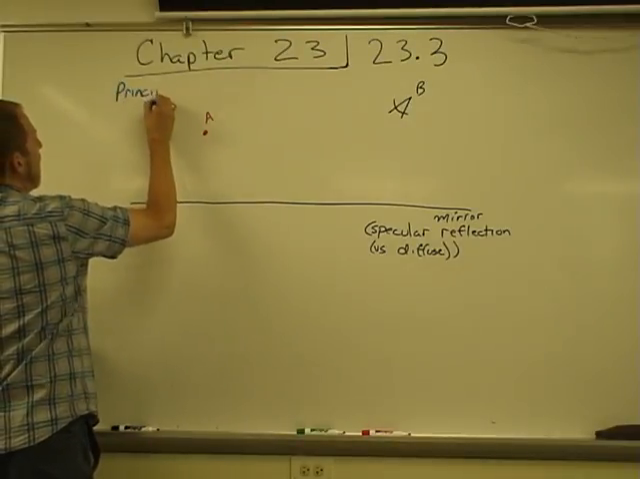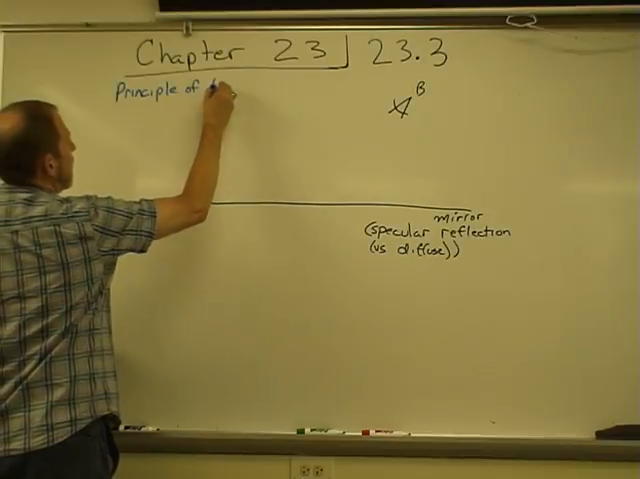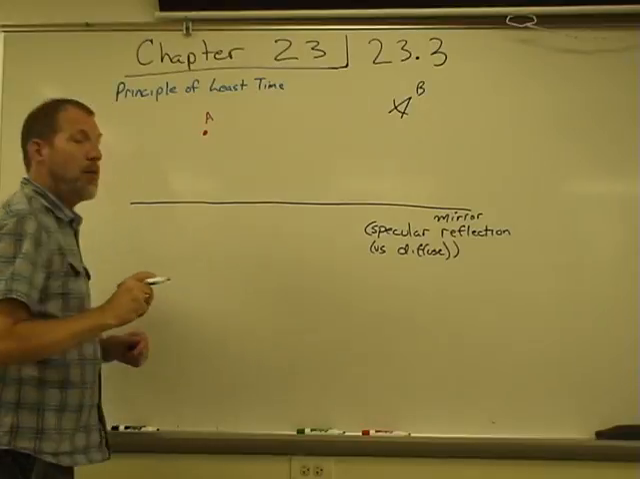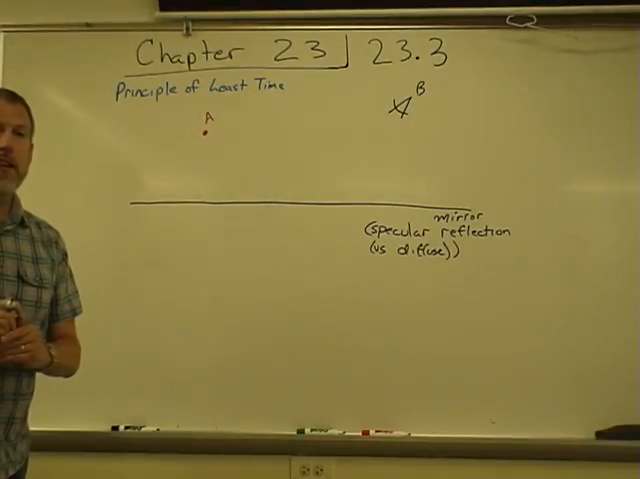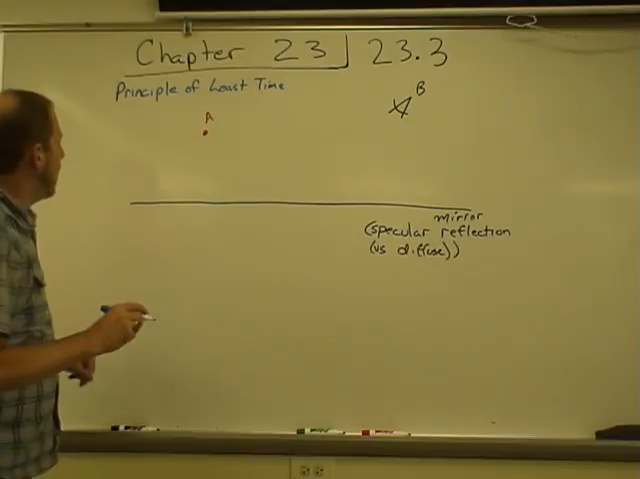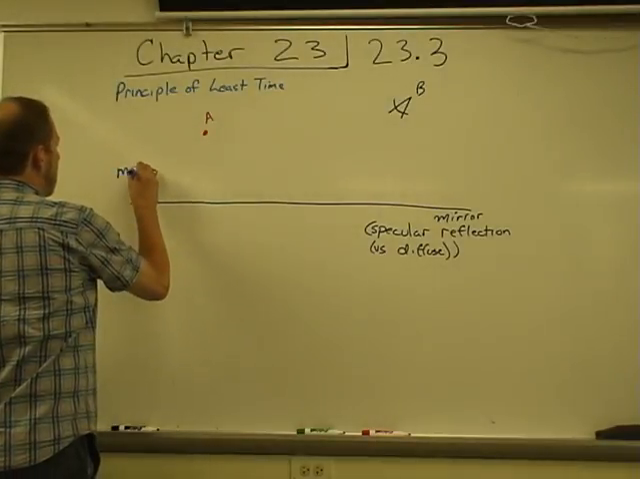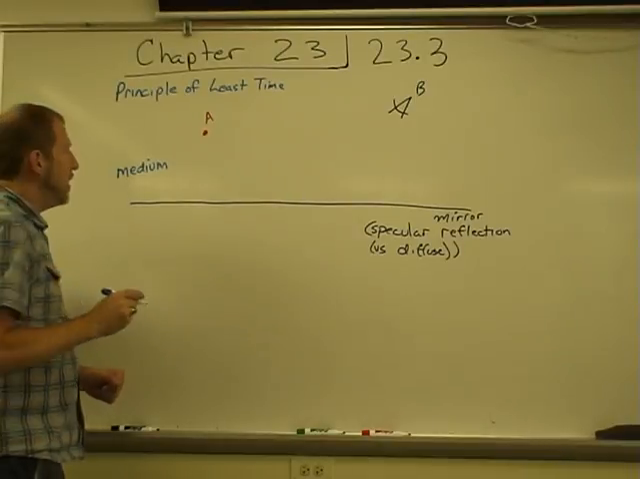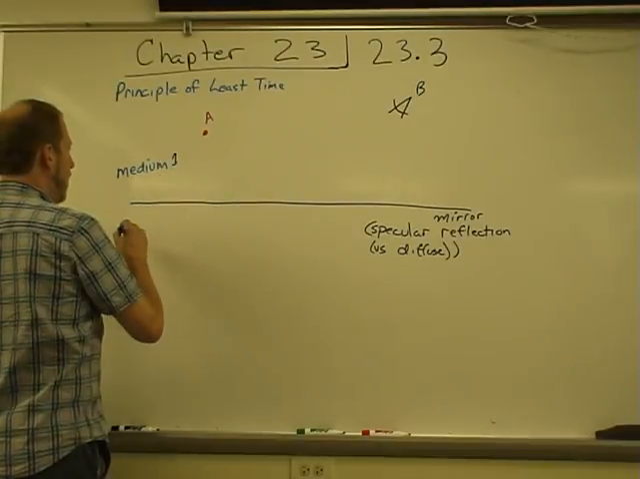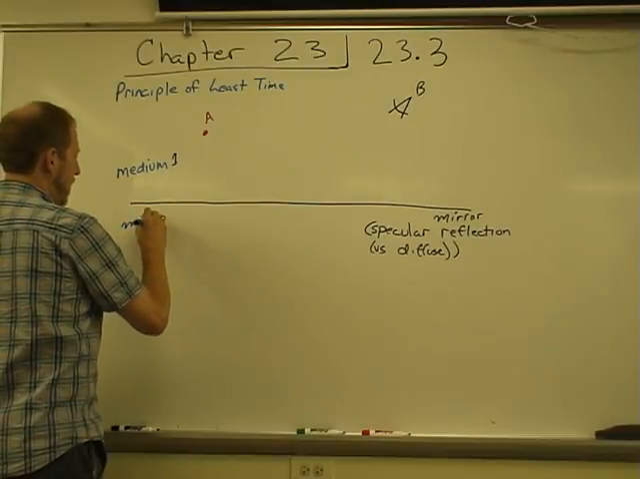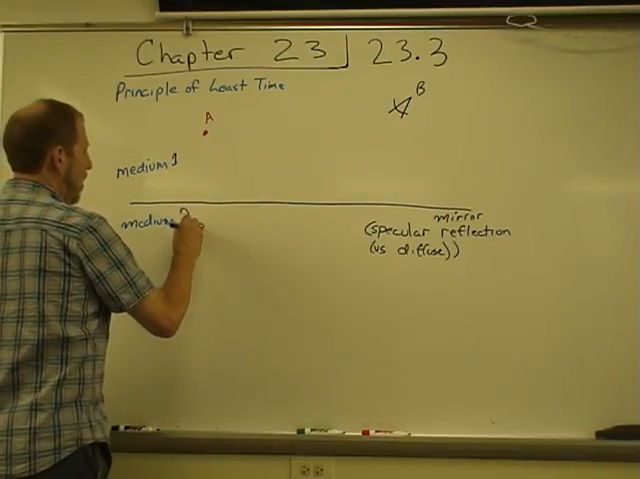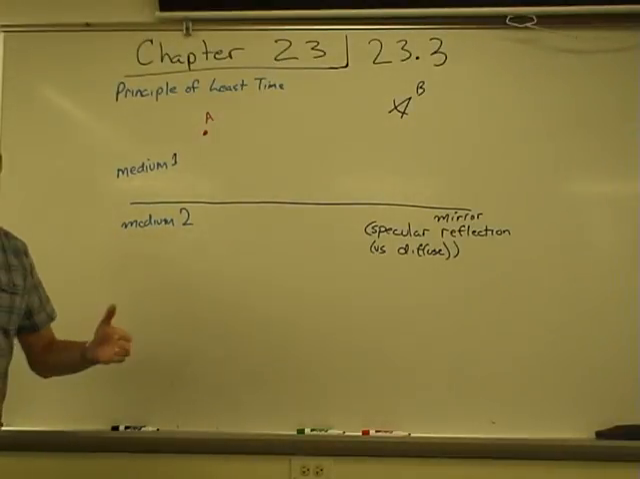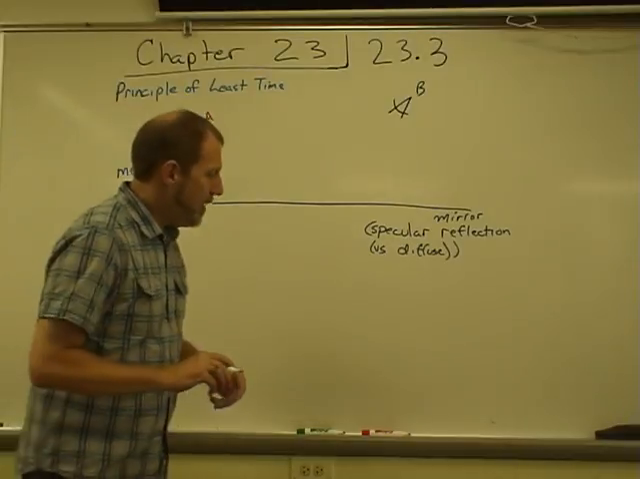I could do this mathematically, with the principle of least time. Basically, here is some medium through which the light is traveling, medium 1. Now in this case, we're looking at a reflection, so we're looking at this medium 2. Whatever this might be, doesn't matter.